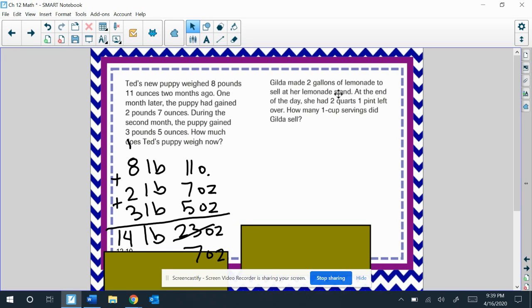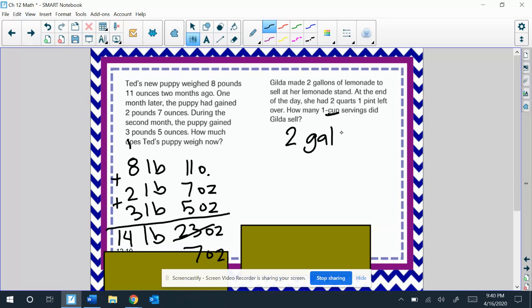We have 2 gallons of lemonade to sell at her lemonade stand. So we have 2 whole gallons. At the end of the day, she had 2 quarts, 1 pint left. How many 1-cup servings did she sell? This sounds a bit tricky. Maybe we should turn everything into cups. That's what she really wants, is cups.